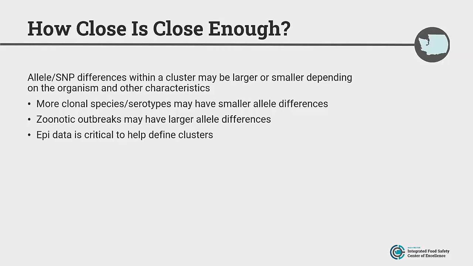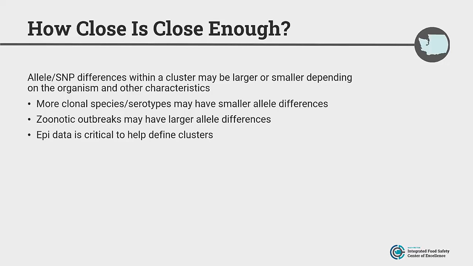So one of the critical questions is, how close is close enough? Allele or SNP differences within a cluster may be larger or smaller depending on the particular organism, as well as other characteristics of the cluster or outbreak. More clonal species or serotypes may have a smaller allele difference.